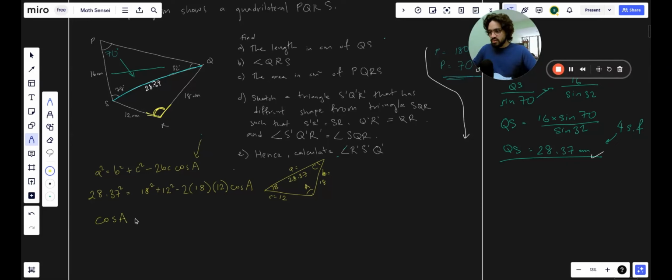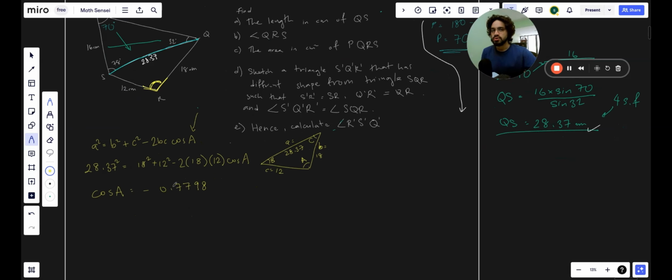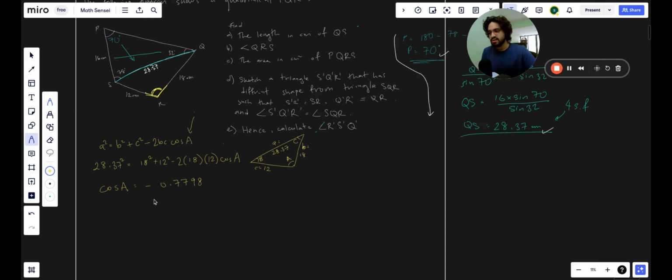cos of A, okay, you should get at the end of it negative 0.7798. Okay, now there may be some confusion here of how you want to solve this. So I'll show you the two ways. So the first way is quite standard. You just do A and then you cos inverse and then you put in the value straight away, which is negative 0.7798. Okay, obviously you're going to get one answer only from this, which is going to be 141.24 degrees. Okay, so that's two decimal places, by the way.